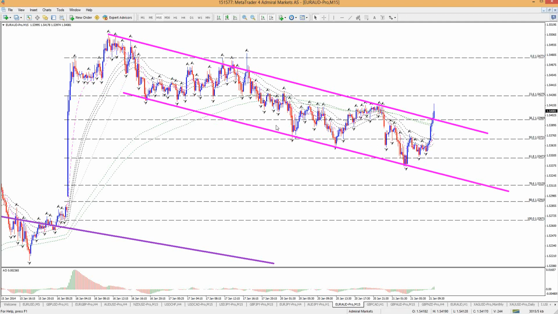Yeah, I think that a yen or probably a yen or odd weakness trade could be even better than the euro dollar.